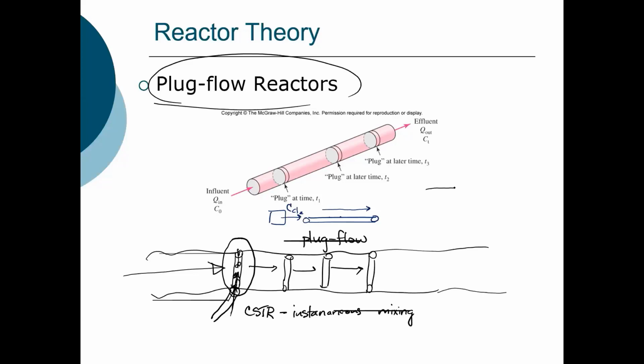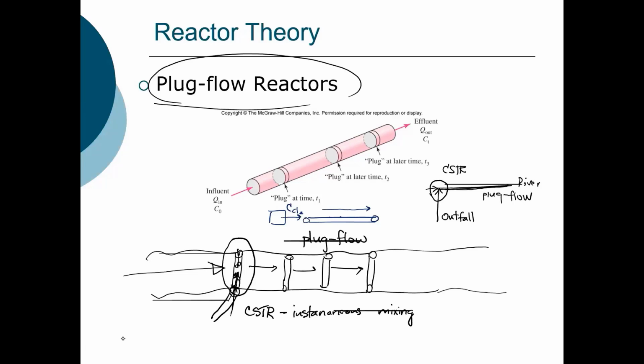So for instance, this is my river, and then I have an outfall here. We'll model this mixing right here as a CSTR, but then everything beyond that, as that flows down, we'll model as a plug flow. Questions? Because as I said, this is a really important concept.